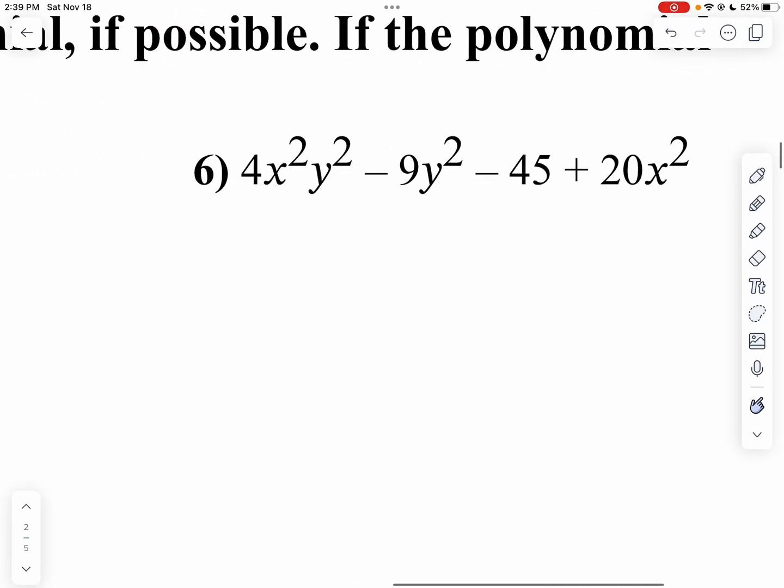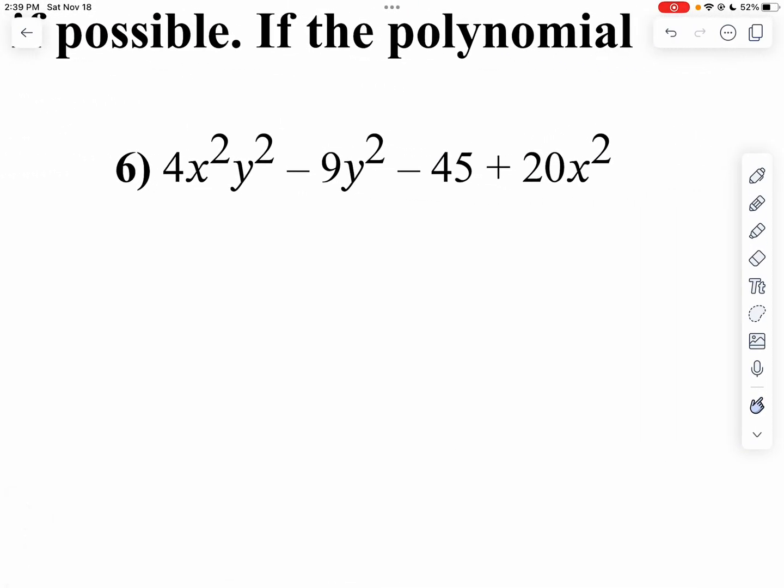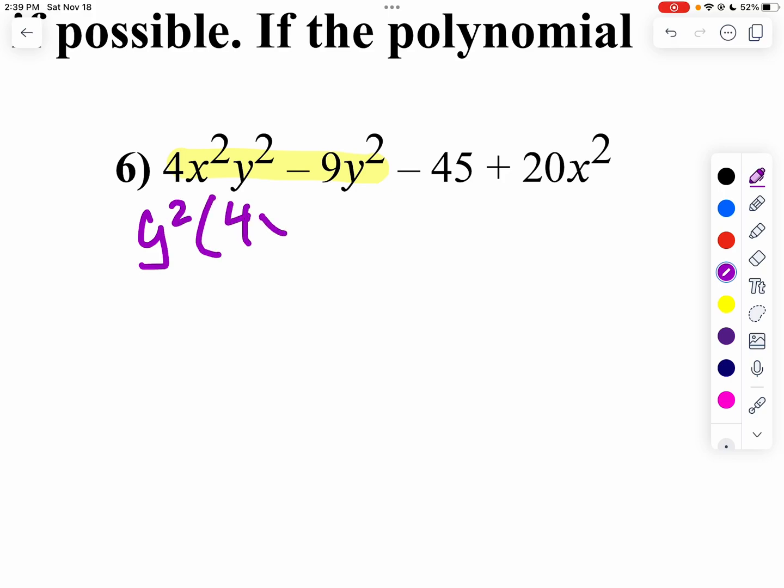question 6. Now, in question 6, the first thing I notice, there's 4 terms. So I think I'm going to factor this by grouping. But I always check, can something go into all 4 of them? In this case, no, because 4 doesn't go into 9, and I don't have any variables on the 45. So we're just going to factor 2 at a time. 4x squared, y squared minus 9y squared. I'm going to factor out a y squared. So we're going to say y squared, and then I'll have 4x squared minus 9.